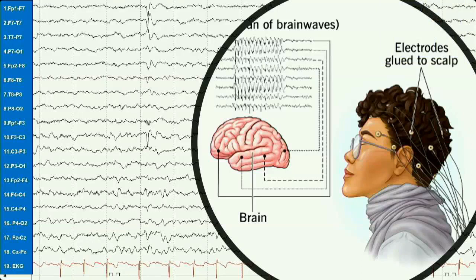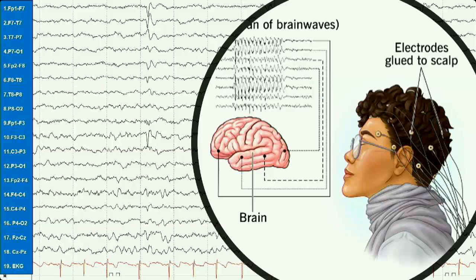Anatomically, these electrodes are named based on the site of where these electrodes are placed. So it's FP if it's frontopolar, F if it's frontal, T if it's temporal, P if it's parietal, O if it's occipital. The numbers that follow in the electrode names are referencing how far away they are from the midline.